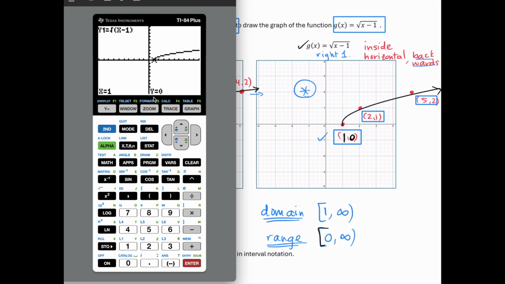And we do have 1, 0. Then we just hit 2 and it automatically cycles us through that second calculate value feature again. Hitting enter, we see that the 2, 1 ordered pair is correct, and then we just hit 5 to see that 5, 2 is also a point on our graph.